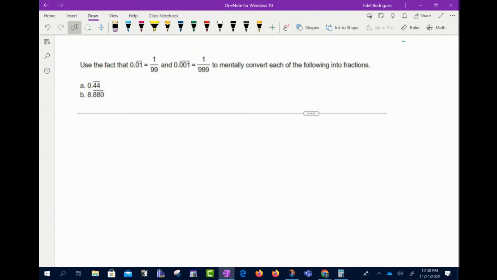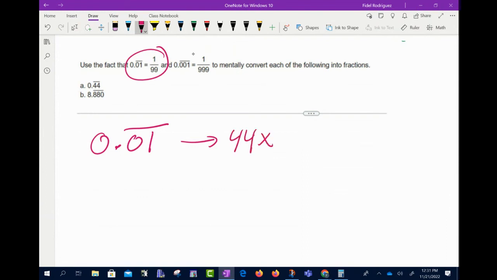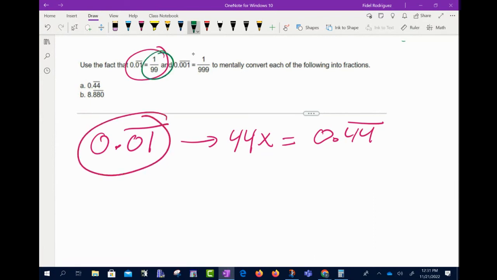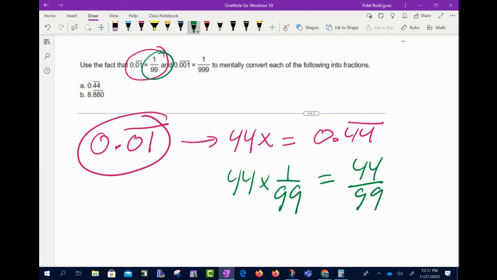Okay, this is what I'm going to do, y'all. I'm going to look at what I have right here. 0.01 repeating, okay? Y'all, if I were to take that number and multiply it by 44, then what I should end up with is 0.44 repeating, okay? Now, I know that this number right here as a fraction is 1/99. So this is going to be 44 times 1/99, which is the same thing as 44/99. Okay.